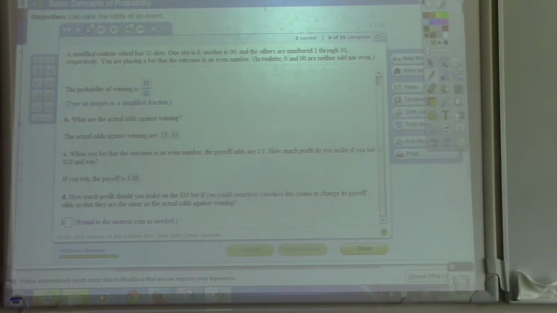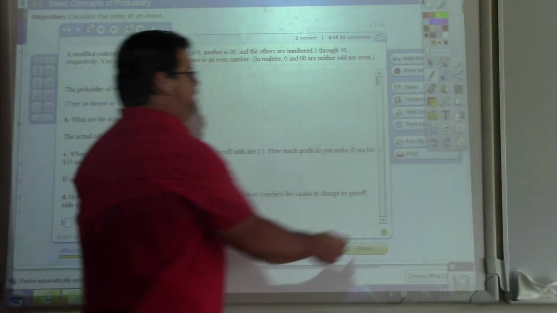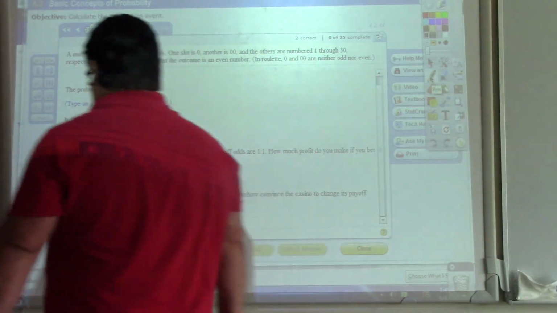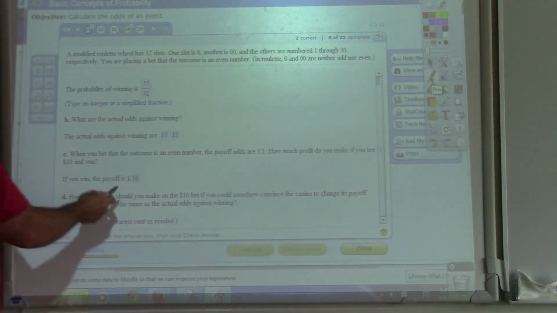Now, take your 17 over 15. That comes out to be 1.2. Let me see if I can do it. That'd be 17 over 15, be 20, basically 1.1. So 1.1 times 10 is 11. So it'd be about $11. What does it come out to be? 11.333. So you get 11.33.